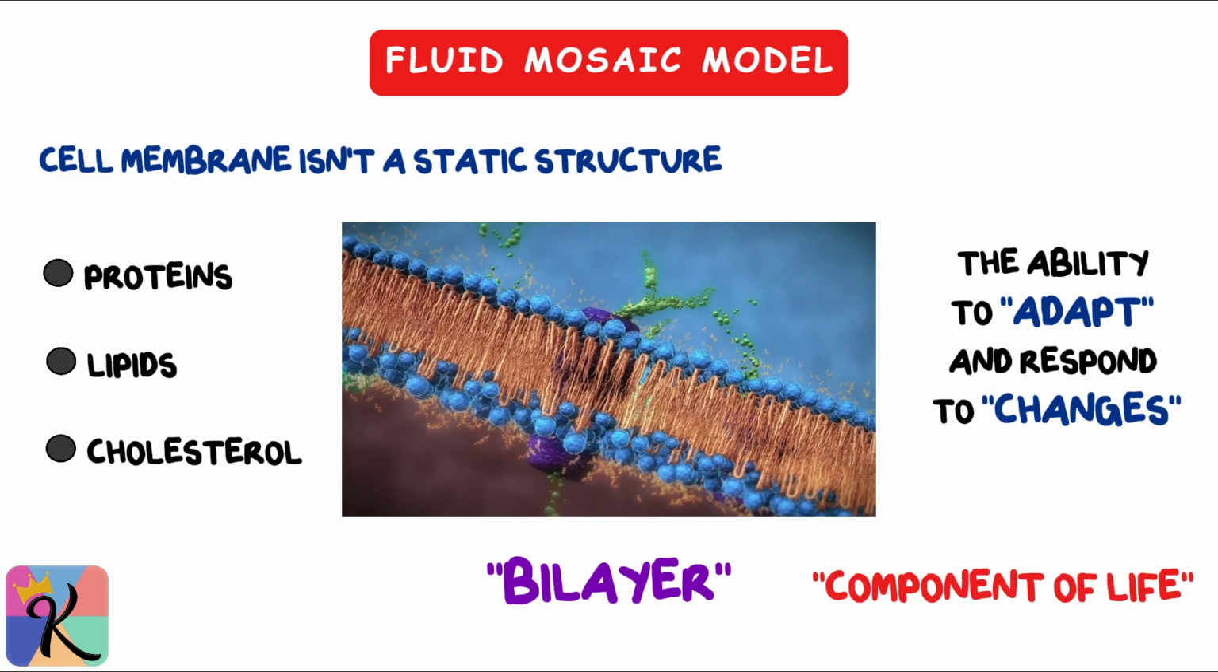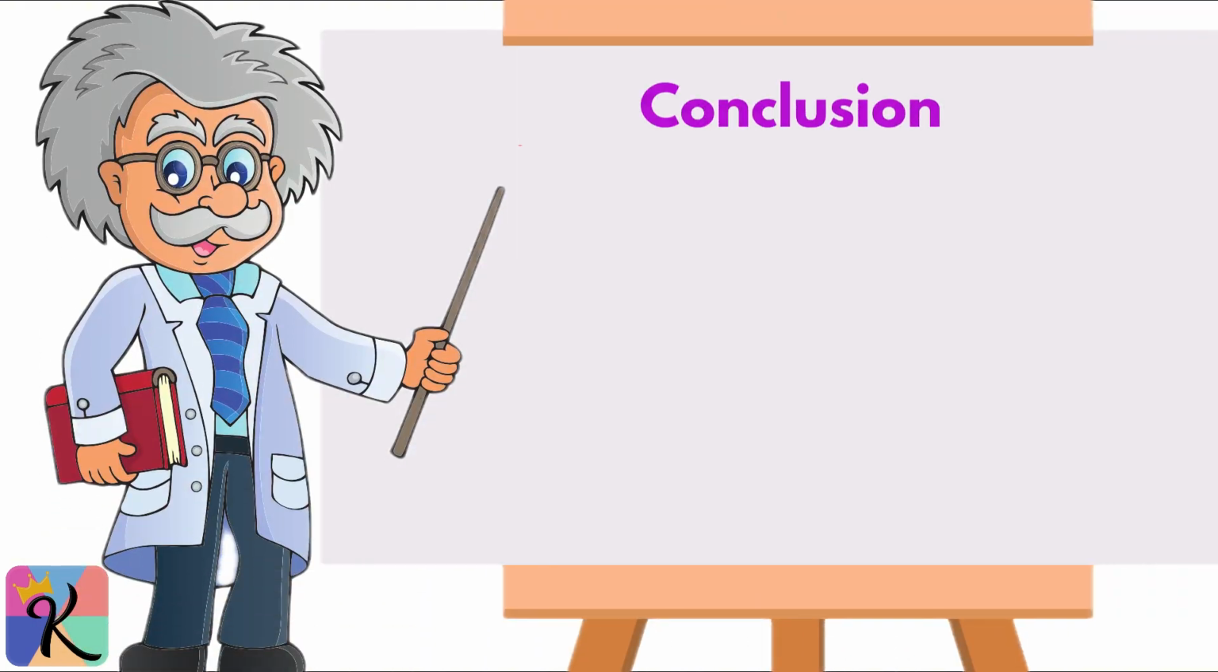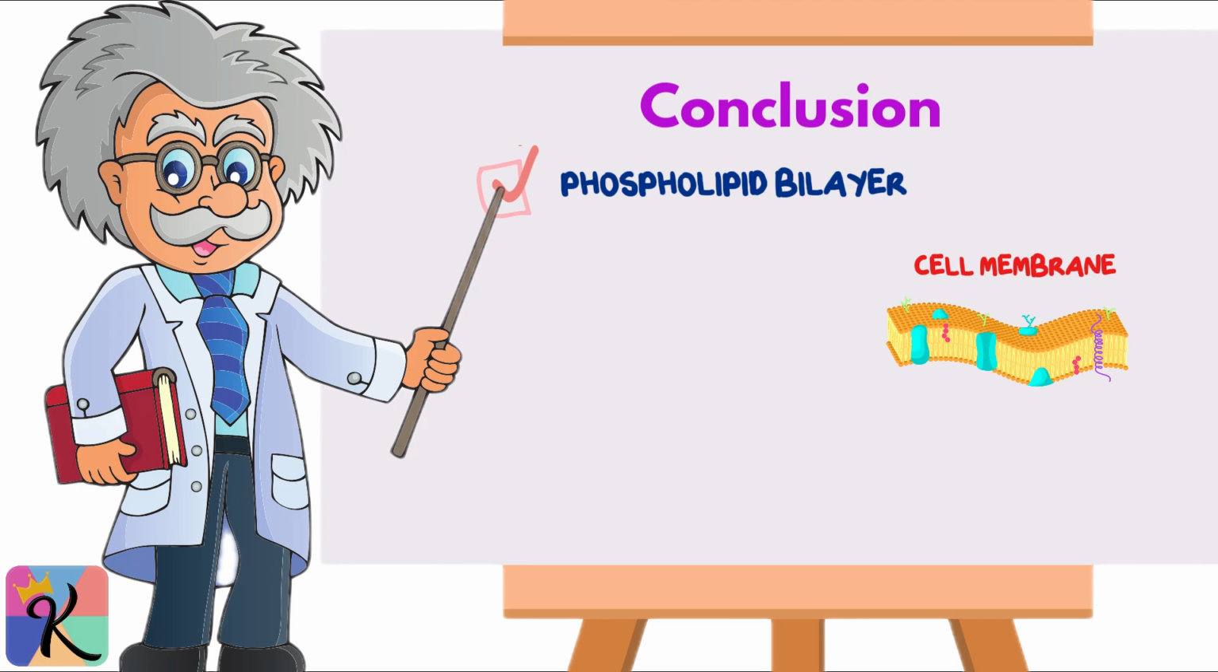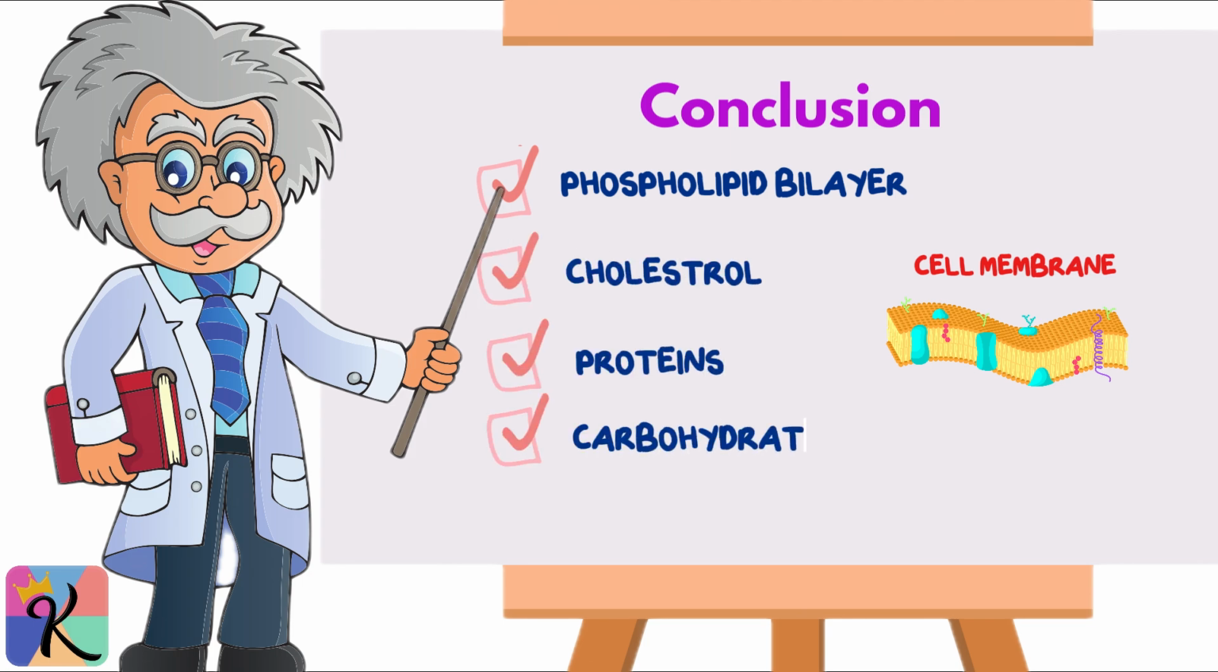Alright, let's quickly recap. The cell membrane is composed of a phospholipid bilayer with embedded cholesterol, proteins, and carbohydrates. It regulates what enters and leaves the cell, maintains structure, and enables communication with other cells. And that's a complete look at the cell membrane.